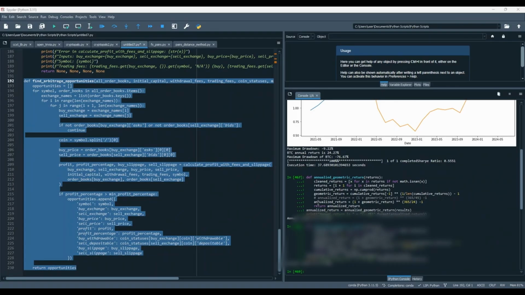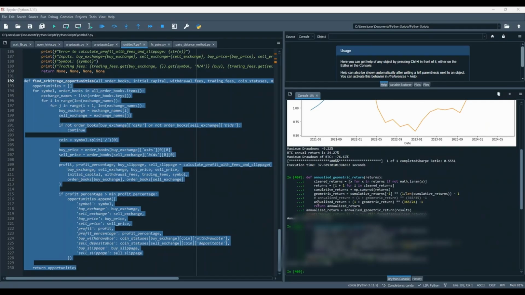Then we retrieve the best, it means the lowest ask price from the buy exchange's order book and the best highest bid price for 1%. We add that opportunity to our opportunities list, and the function at last returns a list of arbitrage opportunities that meet the profit threshold and have the required coin availability status. That's it.